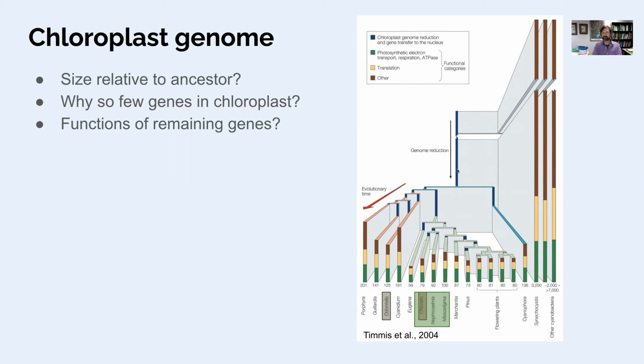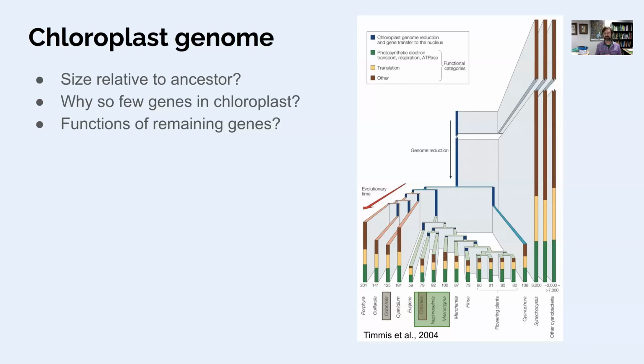So what's left as far as function? You see these different colors here are photosynthesis, translation, and other. So proportionally, this green block is still pretty important. Imagine that. Genes required for photosynthesis get left in the chloroplast. So obviously, the eukaryotic cell that took up that chloroplast originally could not do photosynthesis, would not have the genetic tools for doing photosynthesis. So it needs to hold on to those because those are present in the chloroplast genome.